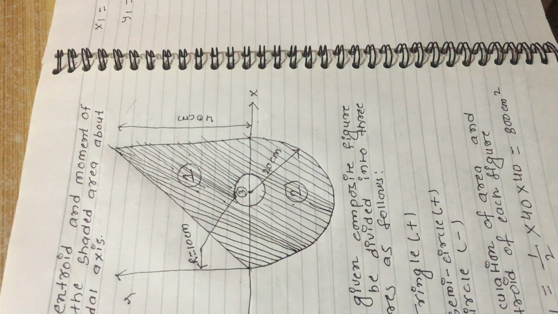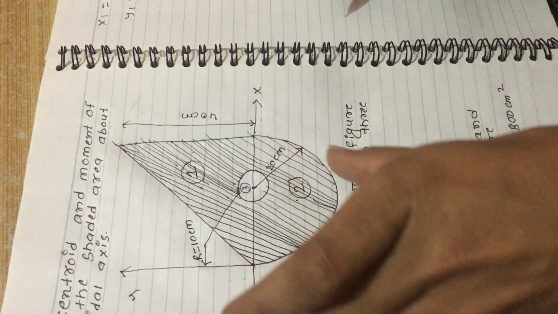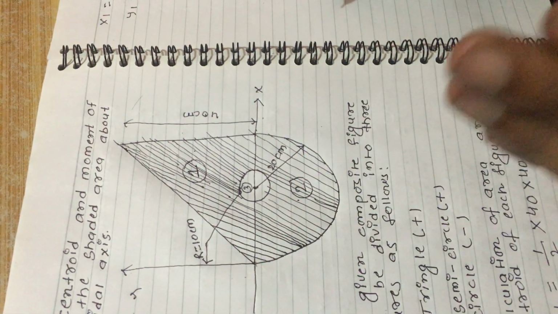So in the figure we can see this is a semicircle, and the radius of this semicircle is 20.